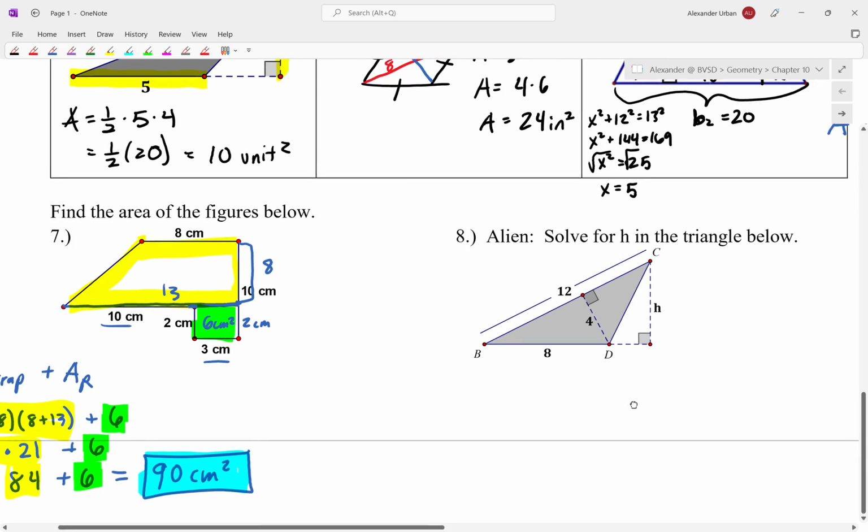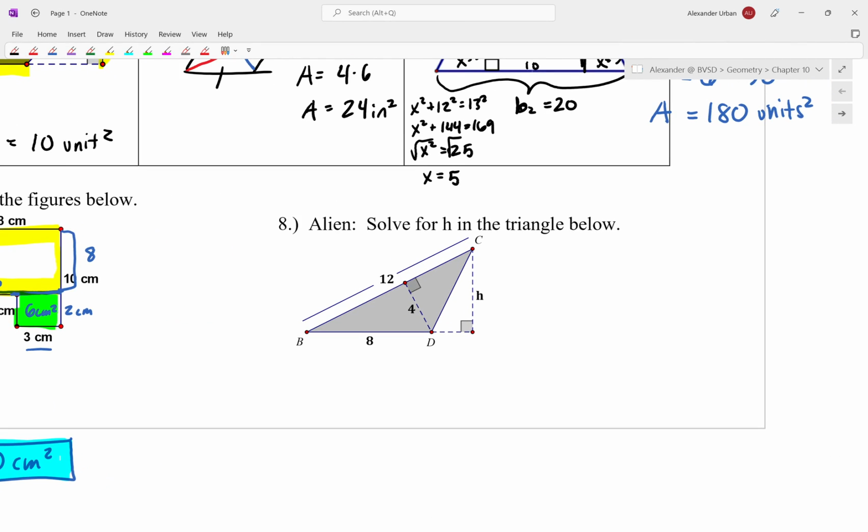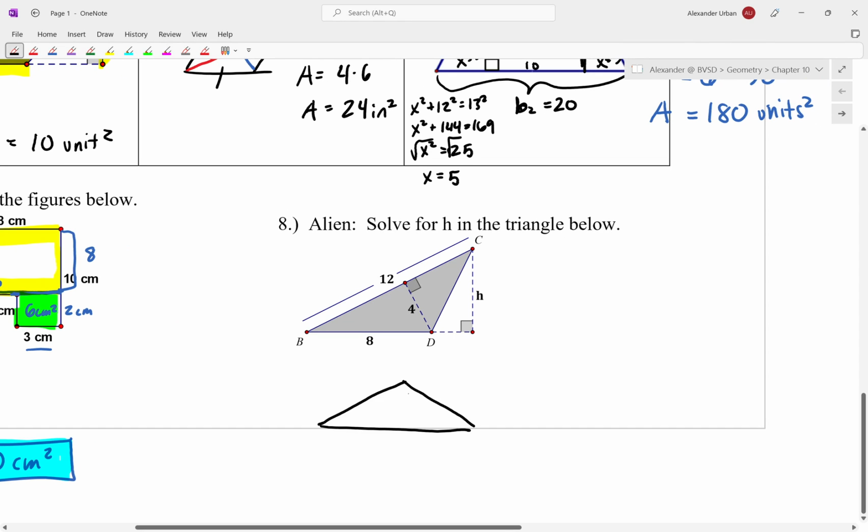Okay, our last problem here today is easier if you think about it upside down. So I need to find this height here. And if I find this height here, I already know what the area is. That's the only way I'm finding my height here. So I'm going to find the area of the gray triangle first. And the way that I do that is I reorient the triangle. If I do that, I have a height of 4 and a base of 12.